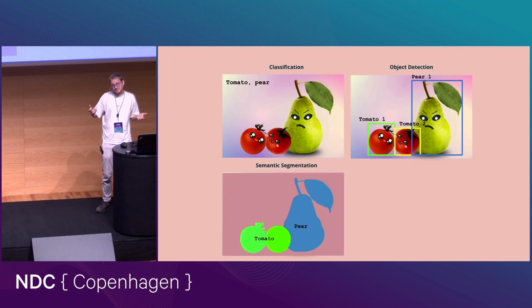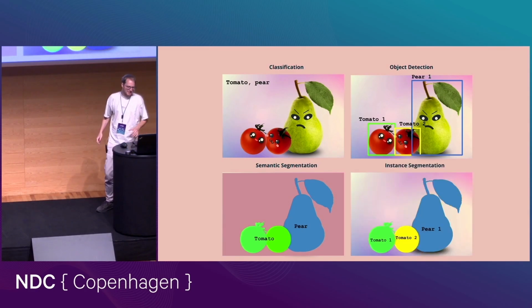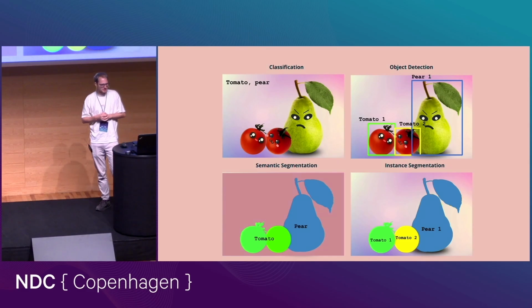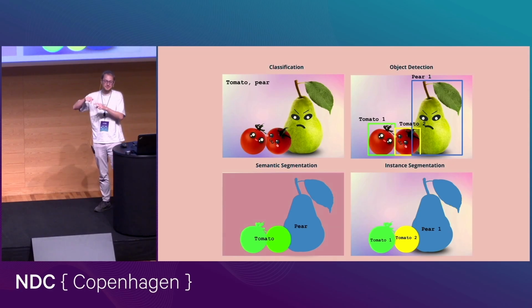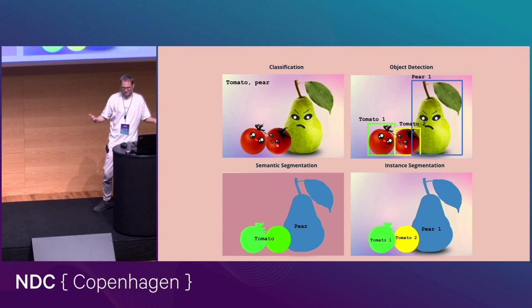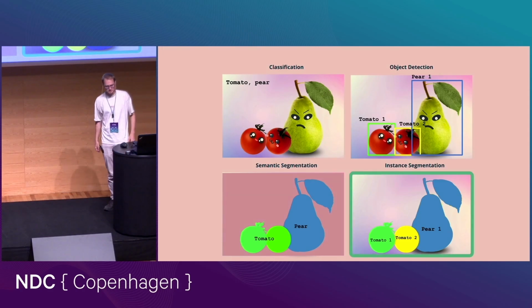Or you could do semantic segmentation, which would be classifying each individual pixel and saying this pixel belongs to tomato, this pixel belongs to a pear. And then you have the combination between object detection and semantic segmentation, which would be to say this particular pixel belongs to tomato instance 1, and this particular pixel belongs to tomato 2. And for this type of problem, we're going to use instance segmentation.